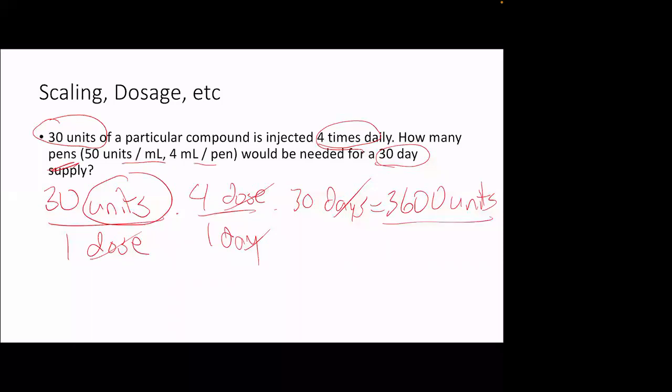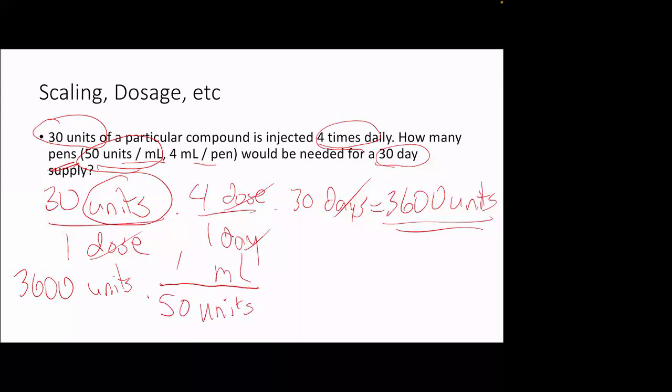So this is our new starting point, 3,600 units. We just need to convert this to pens, and we are given that it's 50 units per milliliter. We want the units to cancel, so we're going to put the units on bottom, milliliters on top. It is 50 units in every milliliter. And then we're still not done because currently our answer is in milliliters. We want it to be in pens. So now we need milliliters and pens.